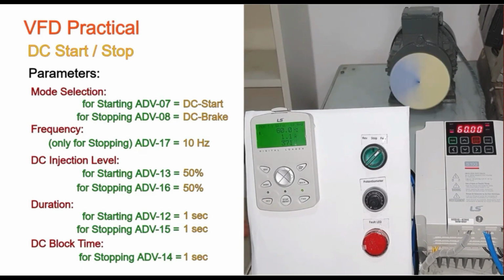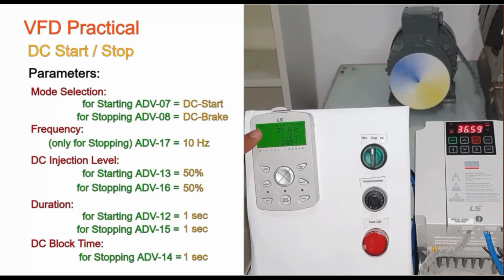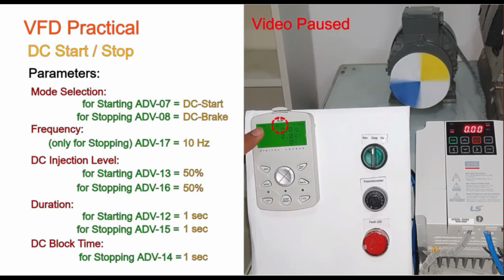I will put the selector switch to stop position and just notice when the frequency reaches 10 Hz. So here I will pause the video again. We set 1 second block time and 1 second DC break time.